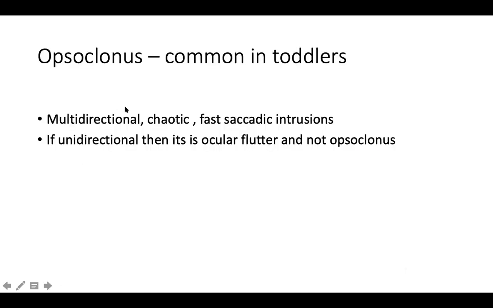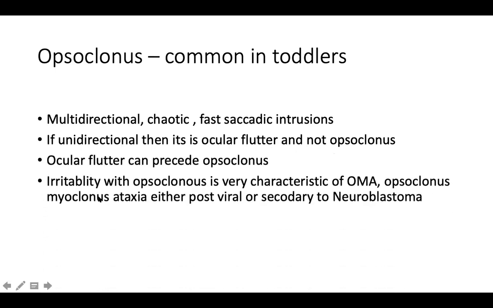It is a multi-directional, chaotic, rapid, intrusive saccade, or fast saccadic intrusions. If it's unidirectional, then you call it an ocular flutter and not opsoclonus. But generally, ocular flutter would precede opsoclonus. You will start with ocular flutter and then it changes into opsoclonus. But sometimes very rapidly you can have onset of opsoclonus, usually seen in children with neuroblastoma. It's a very rare condition though. Ocular flutter can precede opsoclonus.